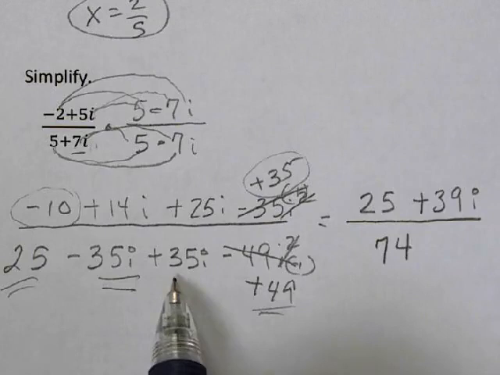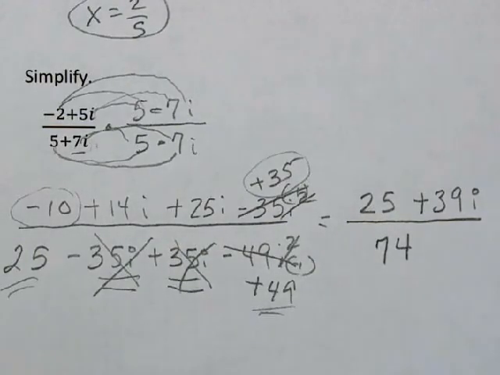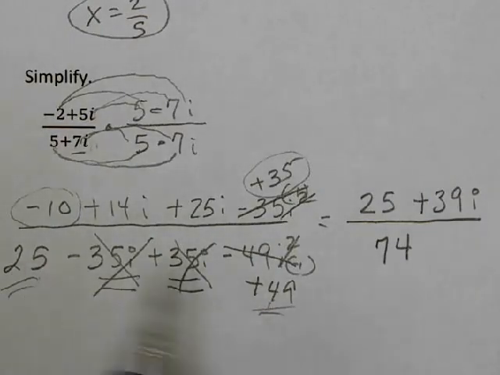Positive 35i and negative 35i, they cancel each other out. And that's the reason that I multiply by the conjugate, so that I would get a sum of squares, and then I could add those together.